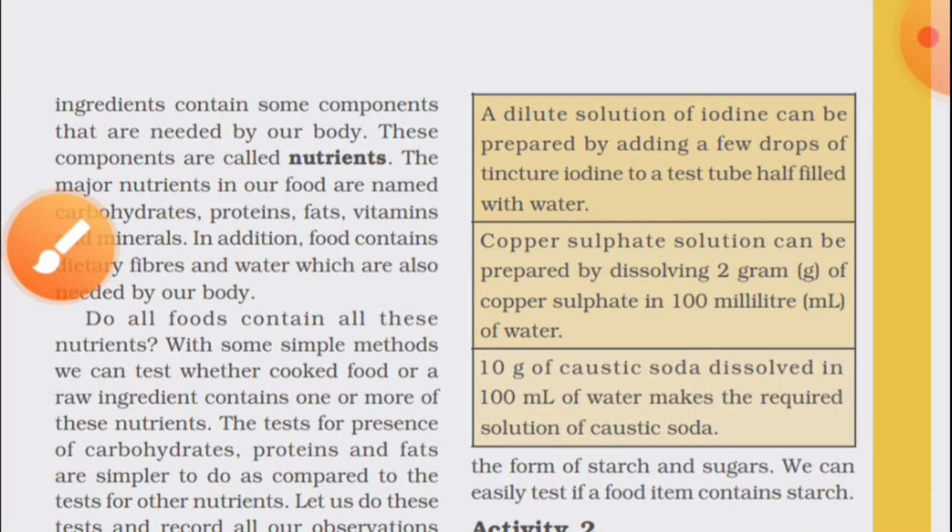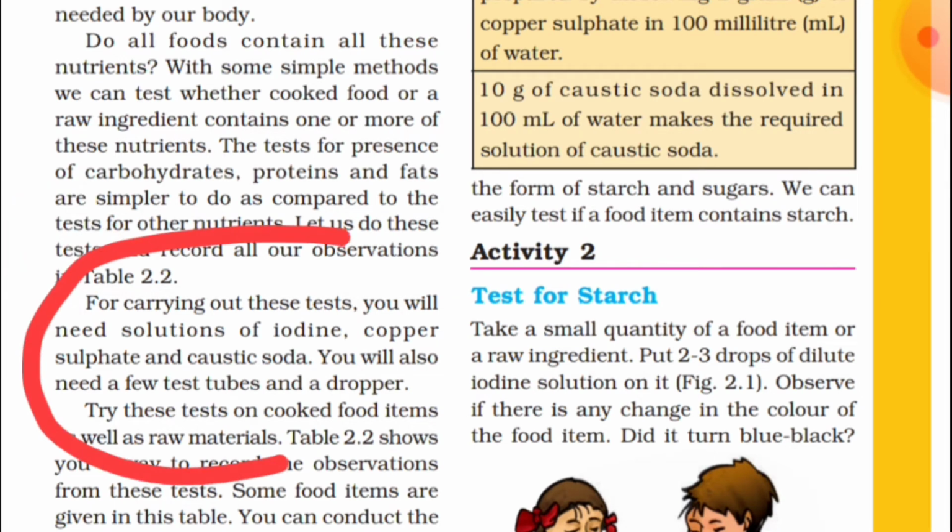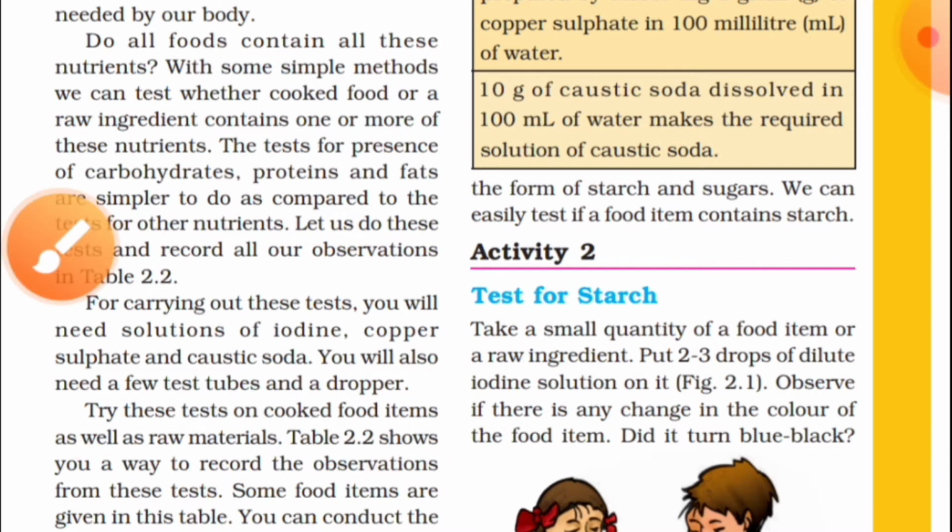So for carrying out this test, you will need solutions of iodine, copper sulfate, and caustic soda. You will also need a few test tubes and a dropper. These are purely experimental setups. I will give you the basic idea, and in your school the experiment will be done very clearly, then you can understand it much better.